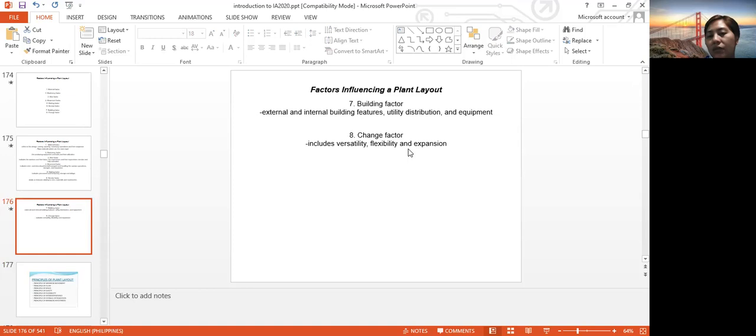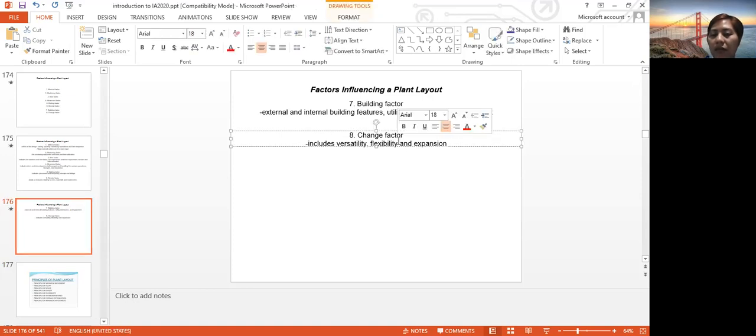For the change factor, in deciding a plant layout, we need to consider some flexibility. For example, if that particular room would not be used, the designer should be futuristic. For example, if there is growth in the product, because the product of the shop is already in demand, the design is flexible to be expanded.